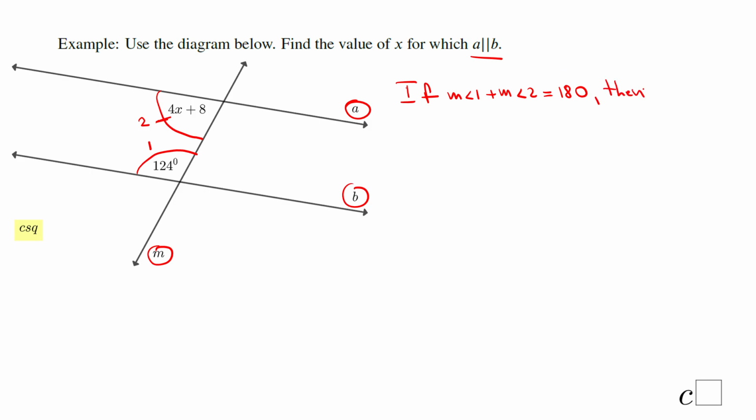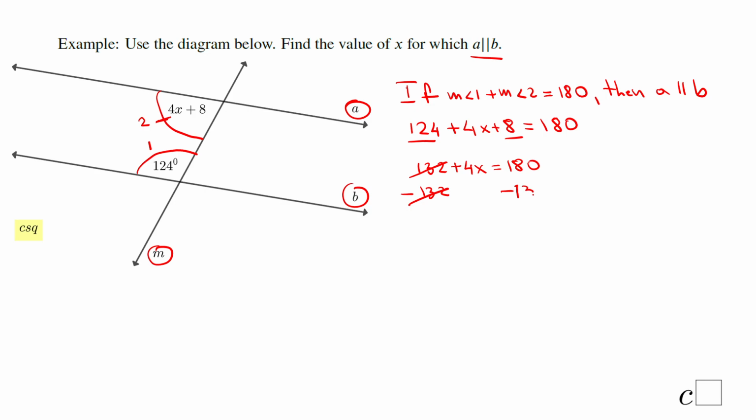Then A is parallel to B. This is my justification. This is the theorem I'm going to use. And in this case we have what? 124. That's angle 1 based on my picture. So let me be consistent: 124 plus 4x plus 8 equals 180. We have an equation. The first thing I'm going to do is combine these two numbers. That will be 132 plus 4x equals 180. I'm going to subtract 132 on both sides. I have 4x equals 180 minus 132. That is 48.